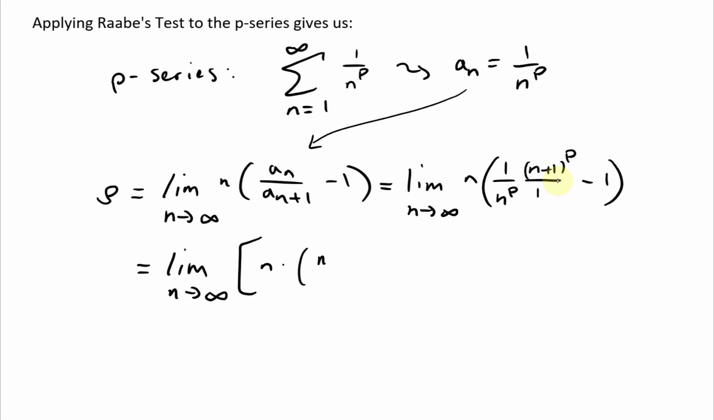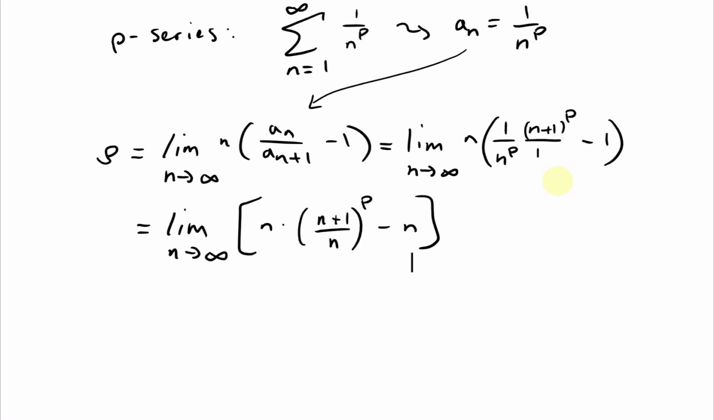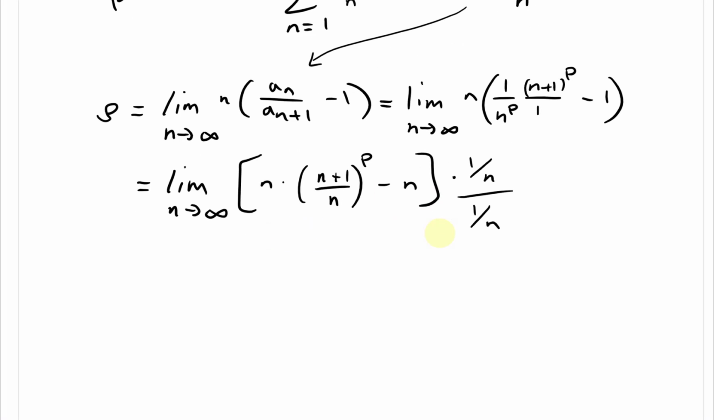It's going to be (n plus 1)/n to the power of p minus n. Now, since we're doing a limit, the usual method is to multiply the top and bottom by 1 over the highest power of the external n, so we can do some cancellations and get it in a form we can utilize. Again, we will use L'Hopital's rule.